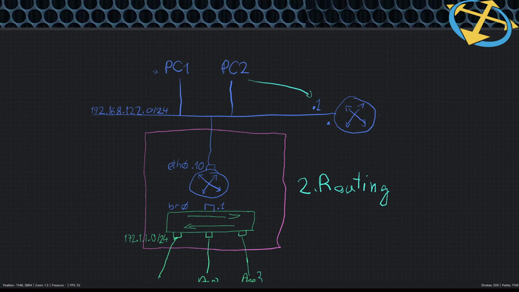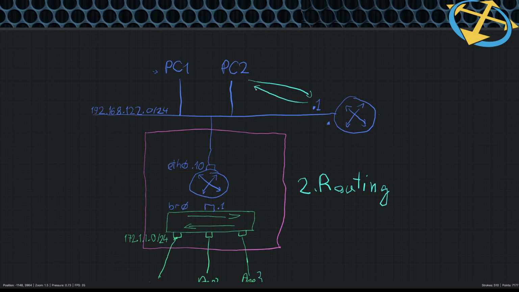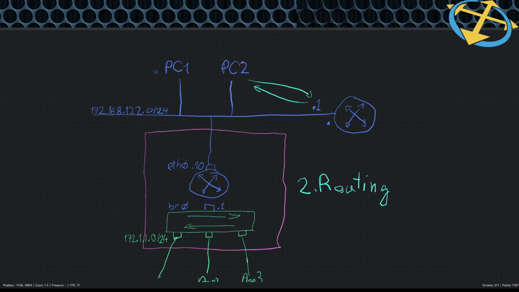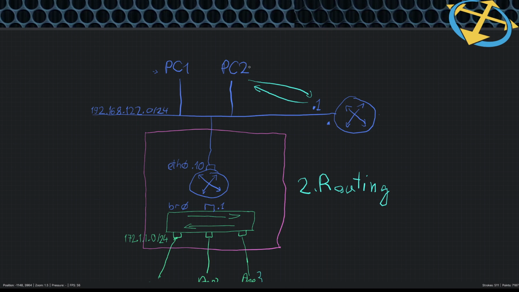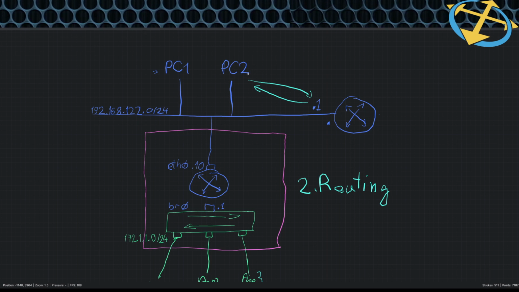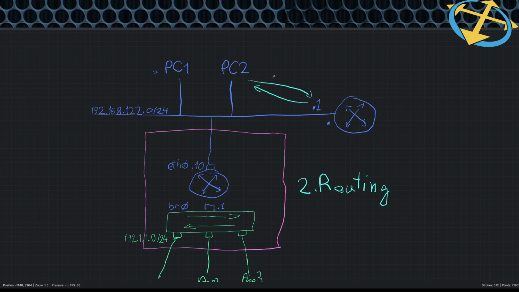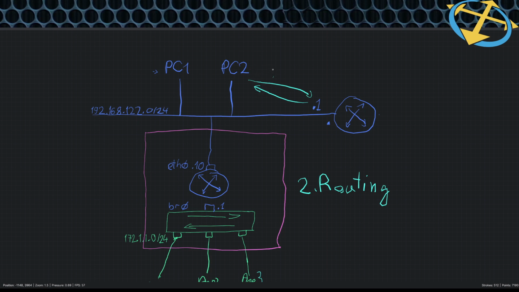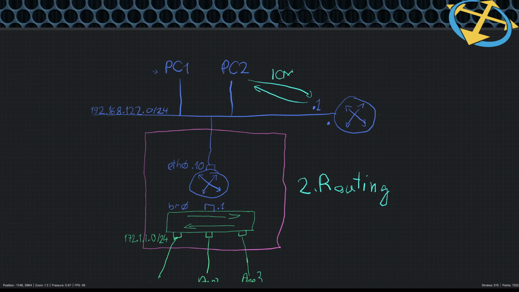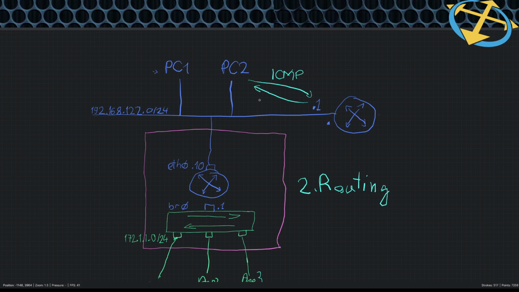actually send an ICMP redirect message to PC2, and it will say, update your routing table because the next hop for 172.1.1.0 is in the same broadcast domain, and you can reach it directly without going through me as the next hop.